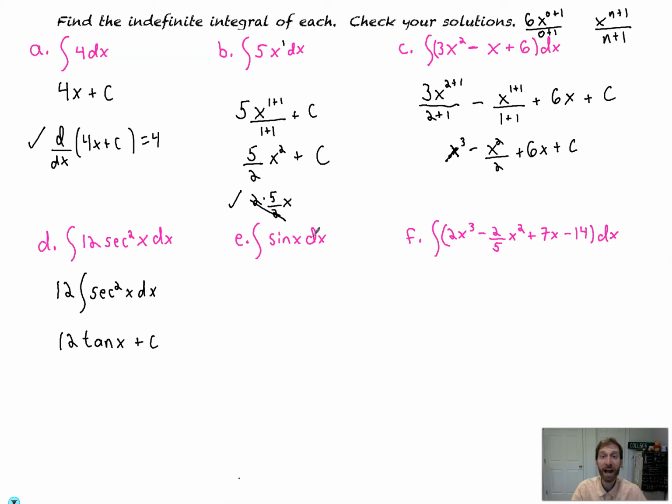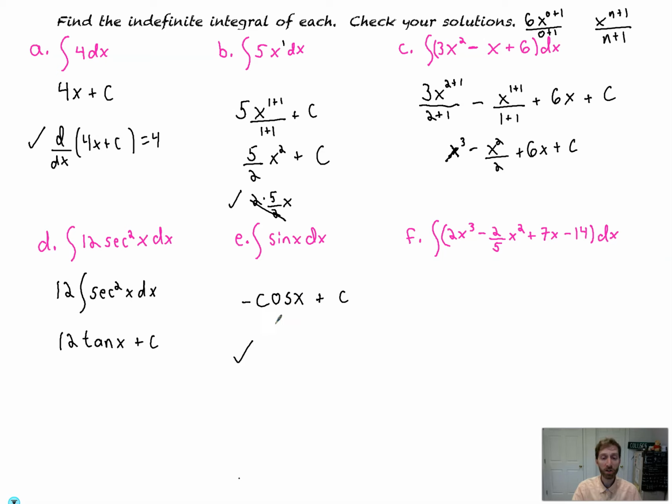The integral of sine of x. We're saying the derivative of what gives me sine? Well, I know the derivative of cosine of x, we're going to have a plus c, that would give me a negative sine of x. I don't want negative sine. I want the derivative to be positive, so I'd have to put a negative there.